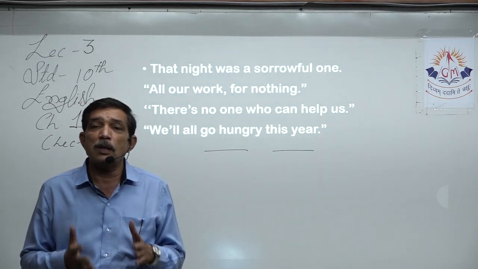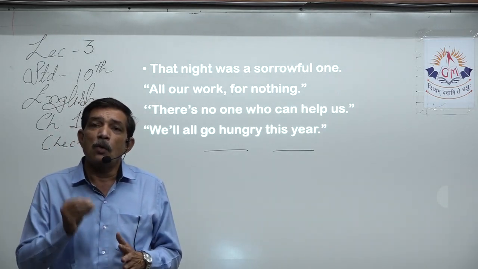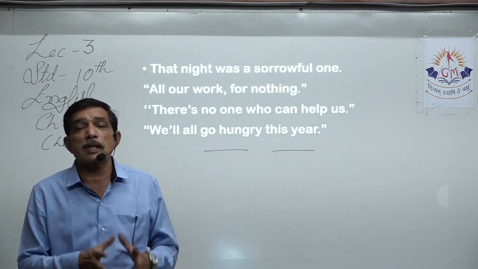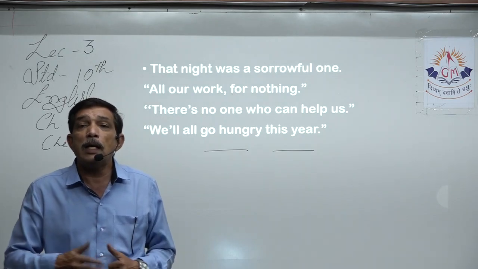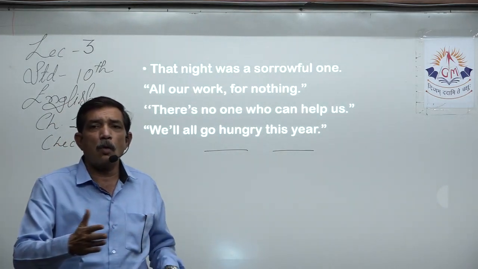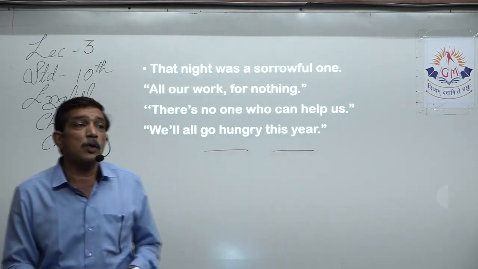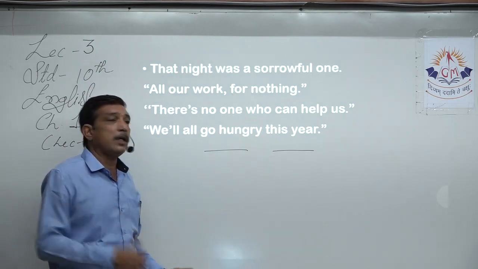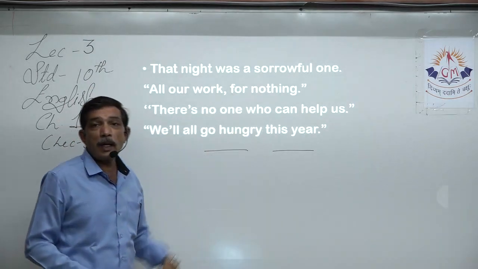And what happens? When the plants are ready, in just 1 month he could have had the harvest, or within 2 or 3 weeks' time he could start taking the corn. He could have taken the harvest, but all the hard work that they put in, all our work for nothing. Now they don't have anything. There is no one who can help us.